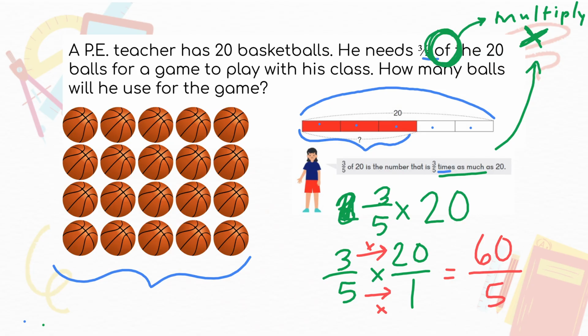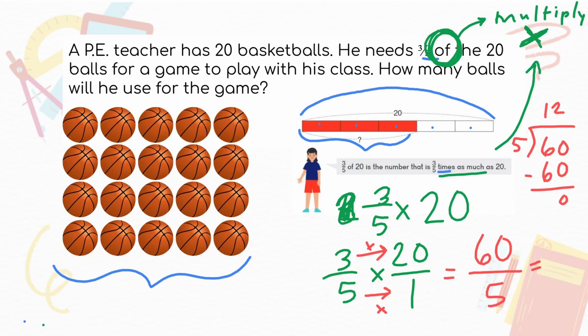Now from here, we could simplify this. And we could say, okay, well, I know that a fraction is the same thing as division. 60 over 5 is like saying 60 divided by 5. 5 goes into 60. Well, let's count. 5, 10, 15, 20, 25, 30, 35, 40, 45, 50, 55, 60. Hey, 60 is a multiple of 5 because 5 goes into 60 12 times evenly. And if we subtract to find the difference, there is no remainder.